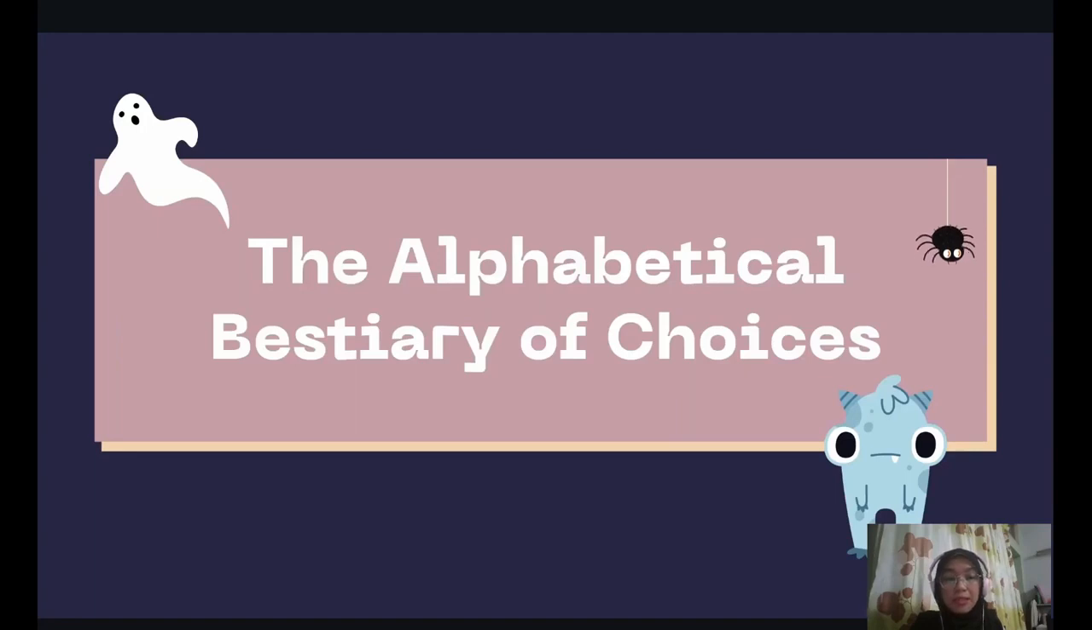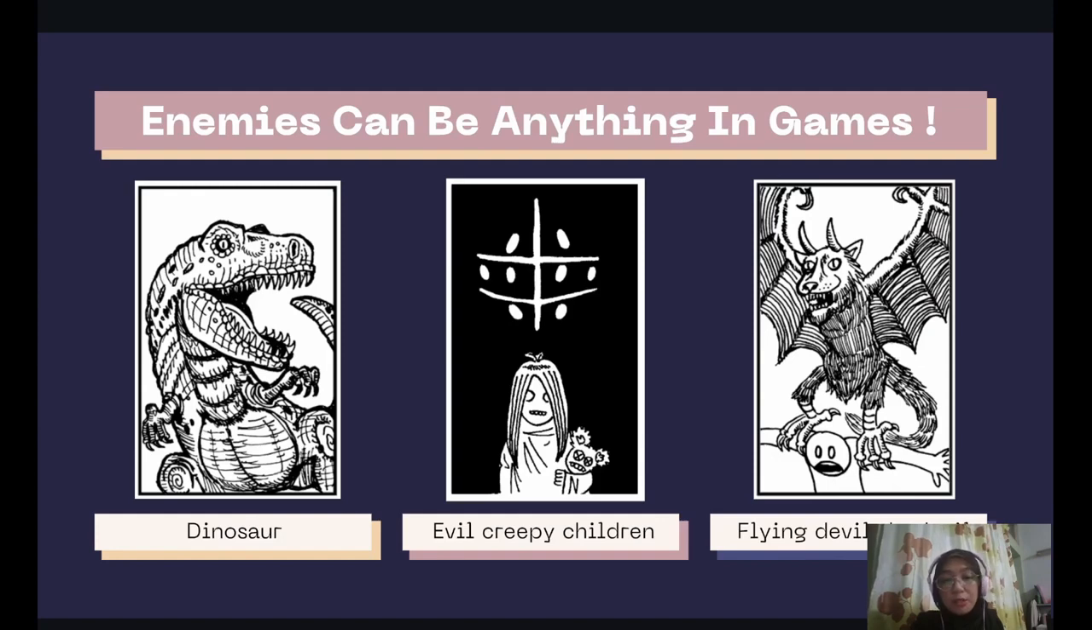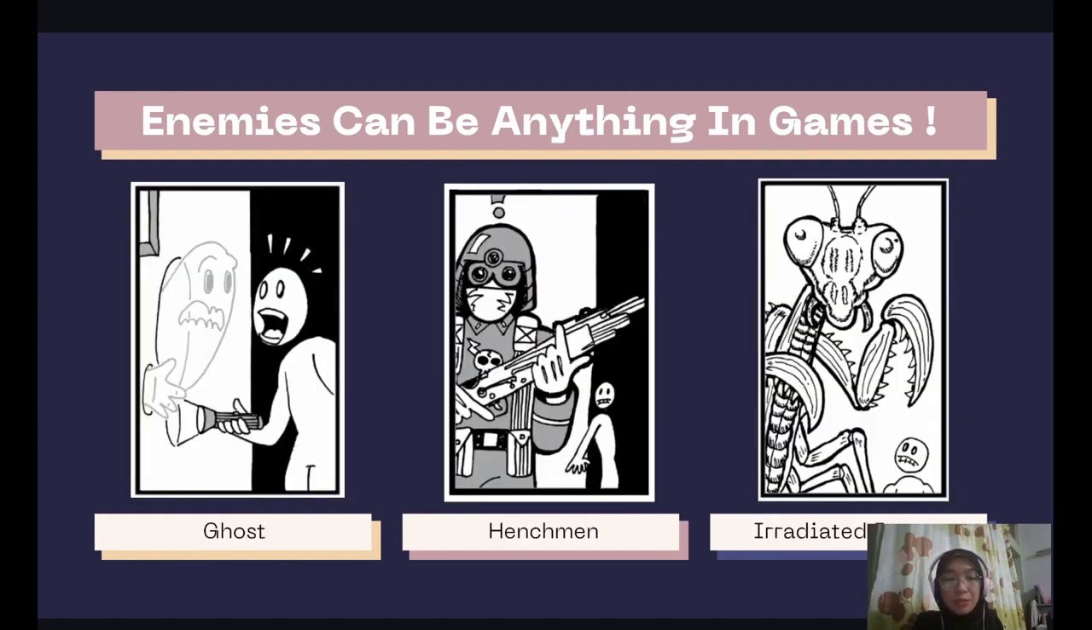The next section is the alphabetical bestiary of choices. Enemies can be anything in games, starting from A, arachnid, battle-mech, criminals, dinosaur, evil creepy children, flying devil bedevil, ghost, henchman, and irradiated insects.